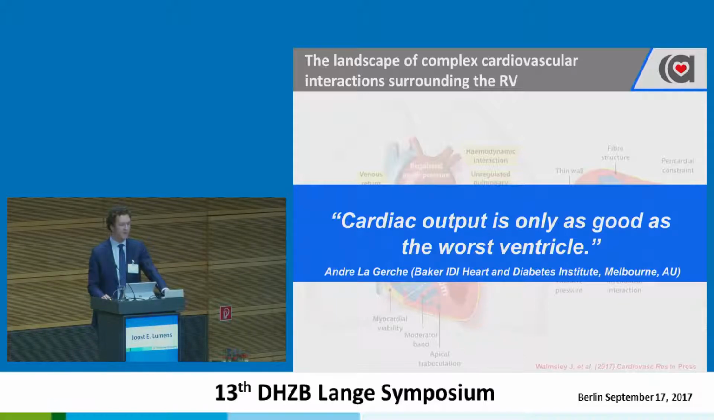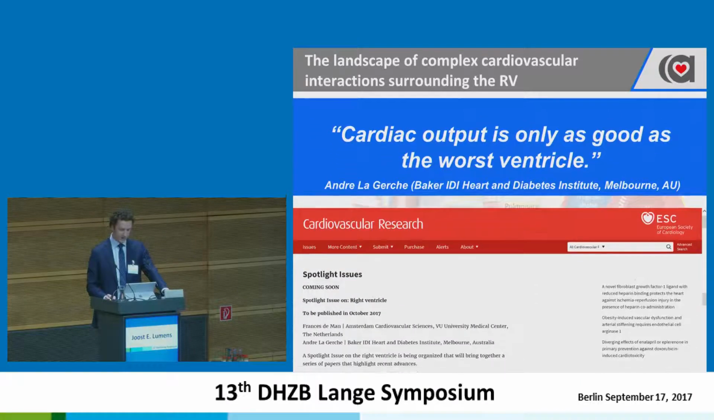Maybe it's a bit simplified, but it just tells us that you can have a perfect left ventricle. If it's not properly being filled by the RV, then the system fails. And it's really a system. So this is basically the spotlight issue I was talking about, and it will cover many topics of RV function, so genetics, pediatrics, everything.